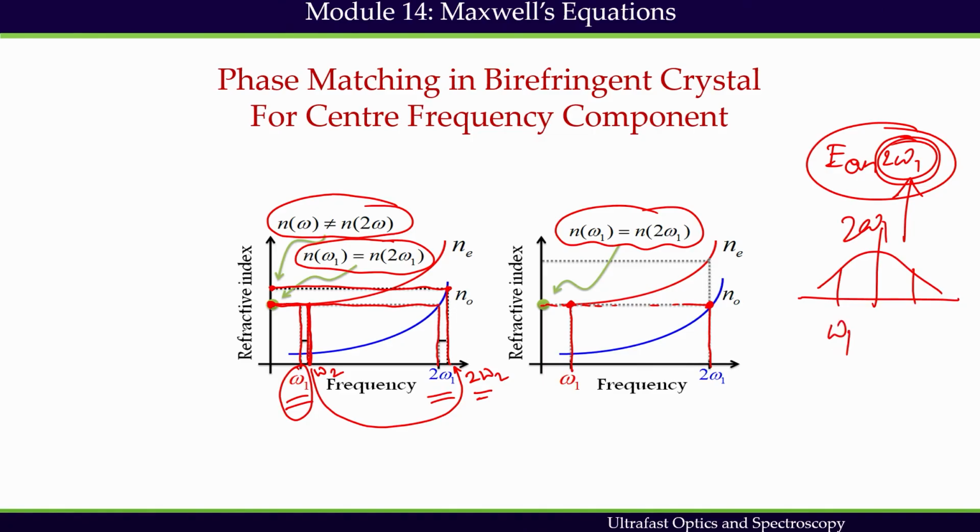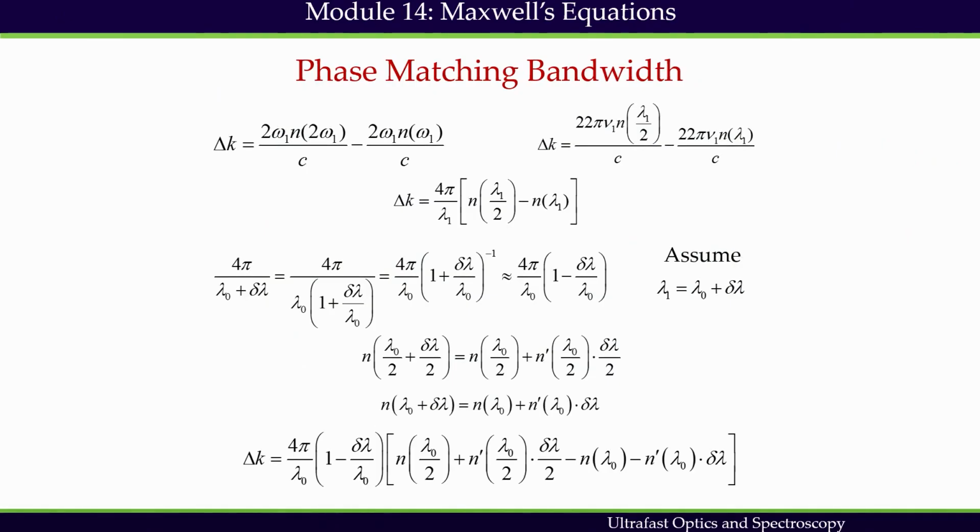That is why phase matching bandwidth is very important. We shall, for simplicity, consider the SHG process here with an ultrafast pulse. The range of frequency components or wavelength components that achieve phase matching is called phase matching bandwidth.